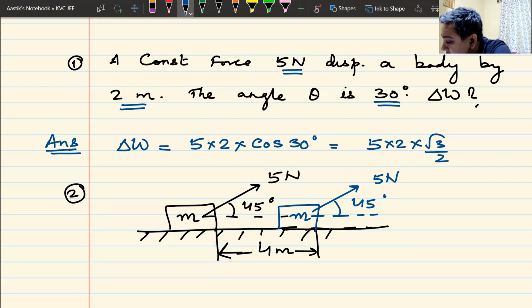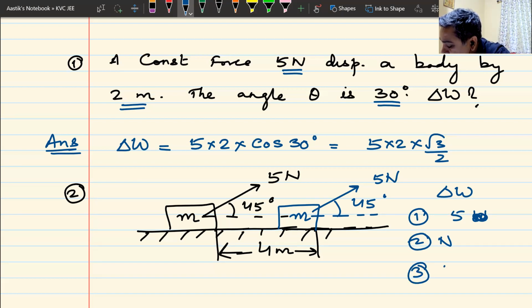What you have to find out? You have to find the work done by number 1, the 5 Newton force. Number 2, the normal reaction. Number 3, the weight of the body. 3 forces I can see here. One is the 5 Newton force. One is the normal reaction from the ground. The third one is the weight of the body.